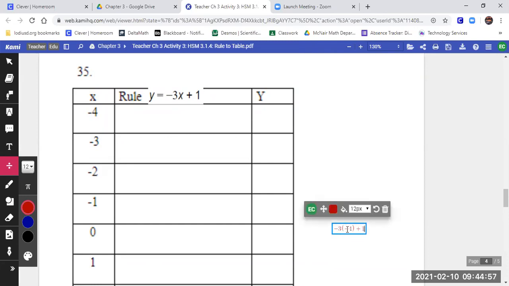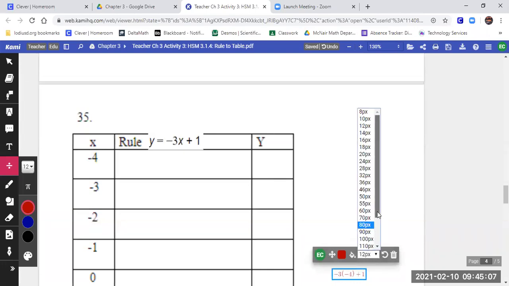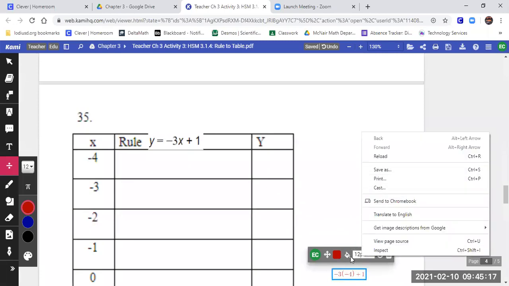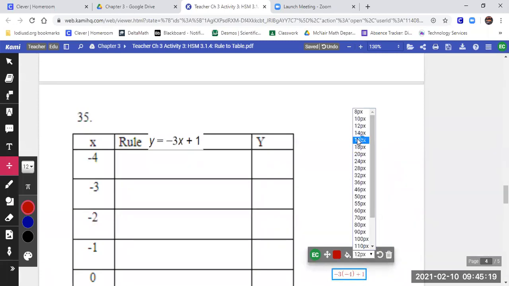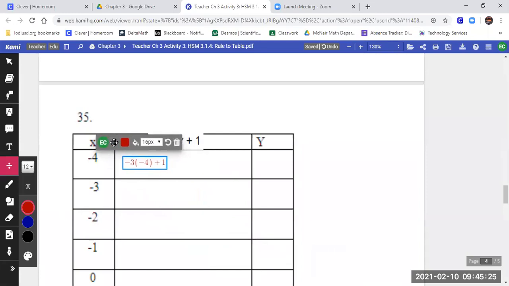Okay, so what is a negative times a negative? They're both the same sign. So when they're both the same sign and we're multiplying, what do we get? Positive or negative? When they're both the same sign, we get positive.